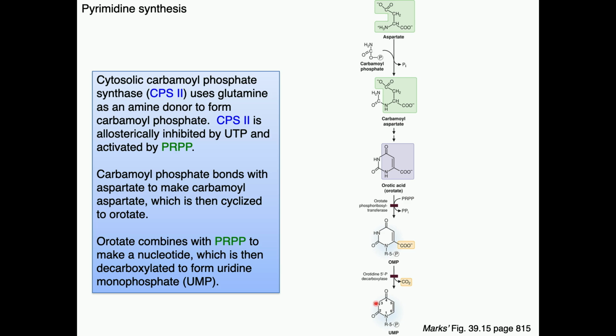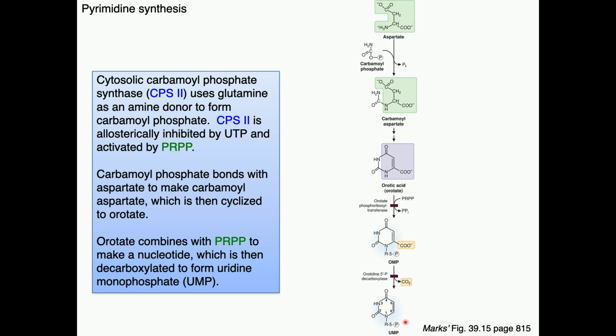So that's shown in a little bit more detail here. So we've got the aspartate joining with carbamoyl phosphate, and essentially that's all the atoms that we need to make the pyrimidine base. We get ring closure reactions to make the orotic acid or orotate. Then the phosphoribosyl pyrophosphate is added to make the orotate nucleotide. Then this acid portion is cut off as carbon dioxide to make the uridine monophosphate.